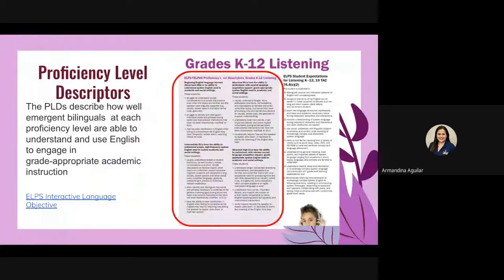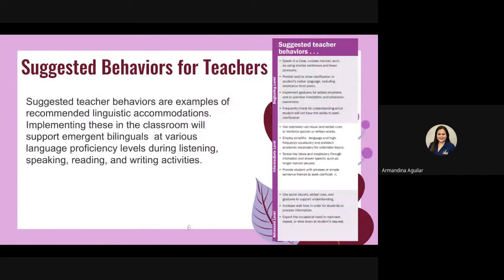The proficiency level descriptors will describe how well emerging bilinguals at each proficiency level are able to understand and use English to engage in grade-appropriate academic instruction per domain. We have included the interactive language objective in this slide for your convenience as well. Suggested teacher behaviors are examples of recommended linguistic accommodations. Implementing this in the classroom will support emerging bilinguals at various language proficiency levels during listening, speaking, reading, and writing activities. And so you can see they are divided according to proficiency level, making it easier for you to identify the type of support you can offer to your students.